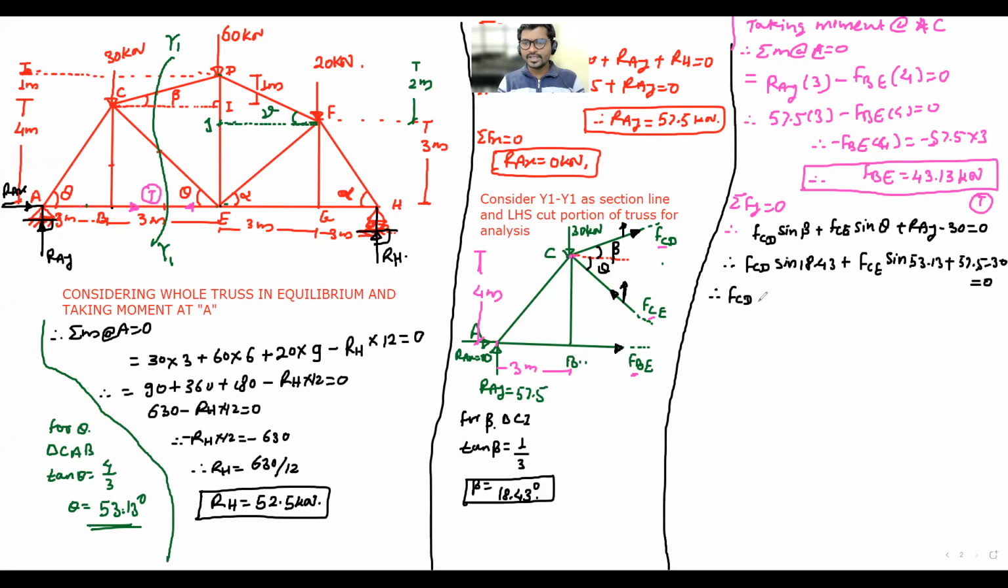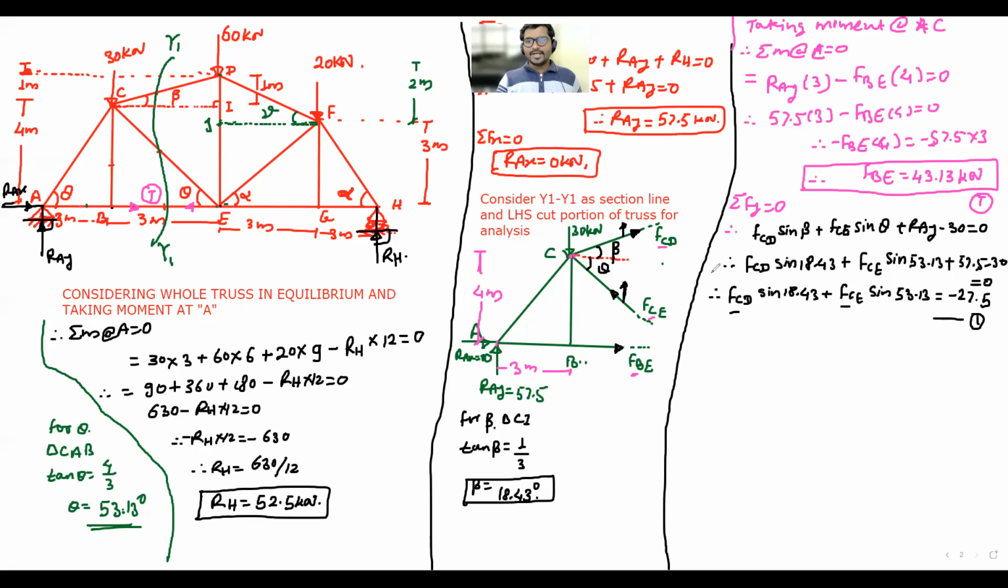Therefore FCD sin of 18.43 plus FCE sin of 53.13 is equal to minus 27.5, that will be minus after taking it to the right side. Yes, sir. Assume it as equation number 1, because we can't proceed with two unknowns, CD and CE.